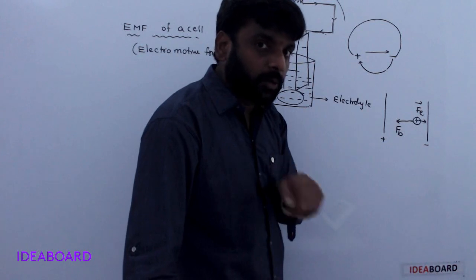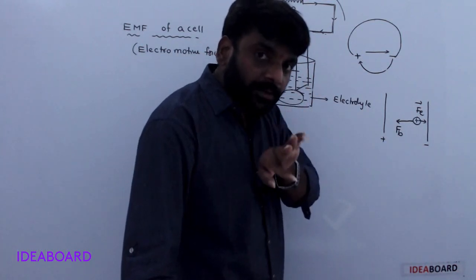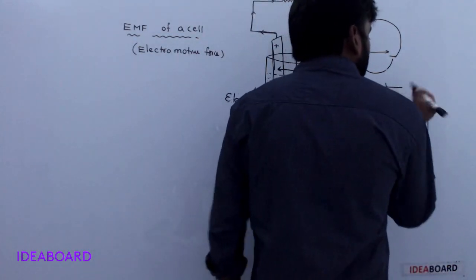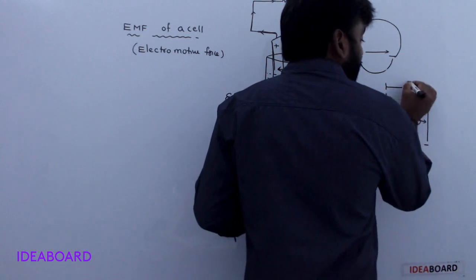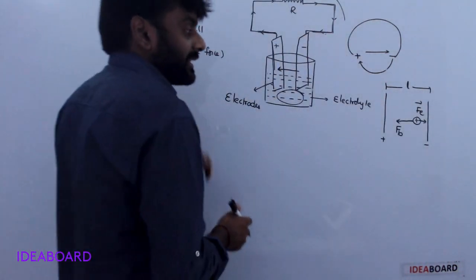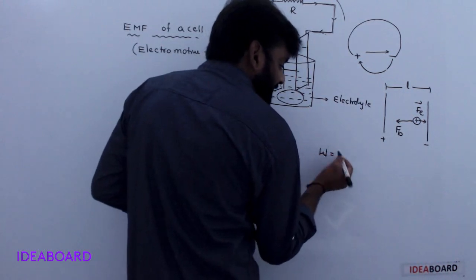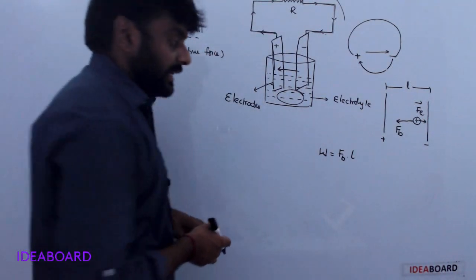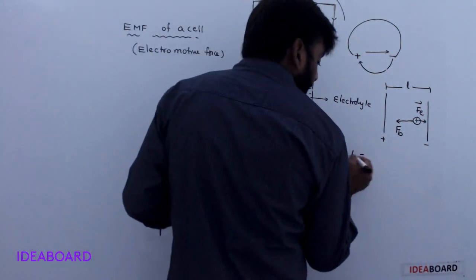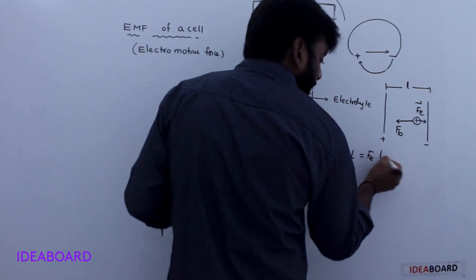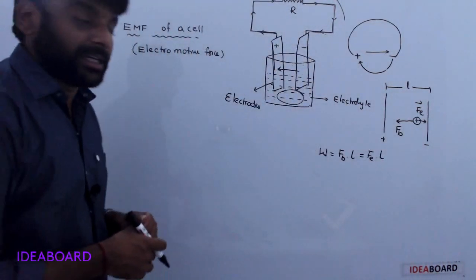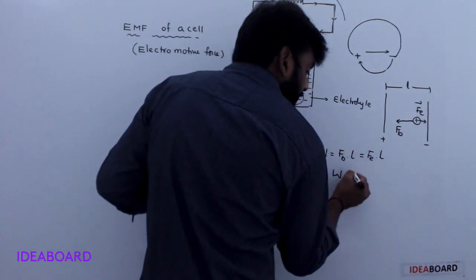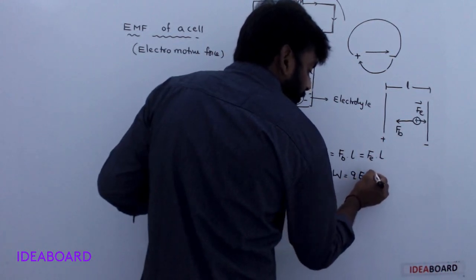In one cycle, outside it goes from positive to negative, and inside from negative to positive with the help of the battery applied force. The battery applied force acts over a length L. You know, the work done is the battery applied force times the displacement L. It can be written as the electrostatic force times L, because they are equal in magnitude but opposite in direction. So W equals the charge Q times the electric field times L.